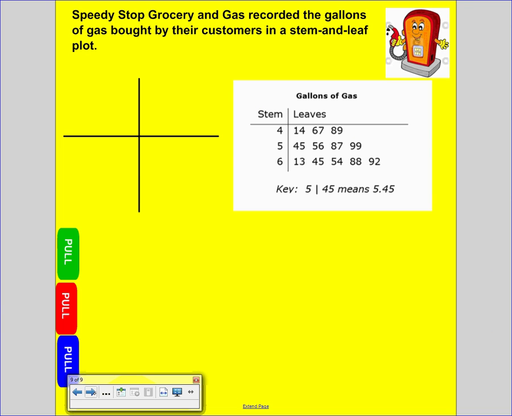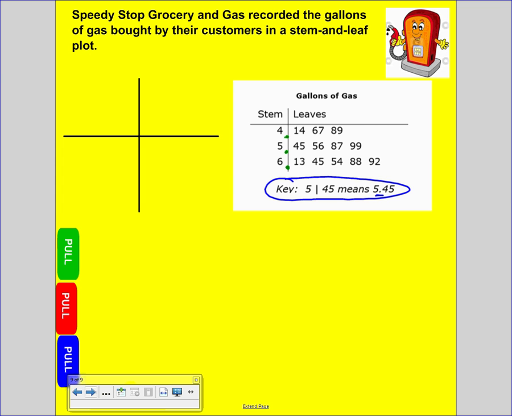All right. One more problem here. So Speedy Stop Grocery and Gas recorded the gallons of gas bought by their customers in a stem and leaf plot. So here they went ahead and they gave us a stem and leaf. Awesome. Pay attention to our key. So 5 and 45, now this line is like a decimal. I'm going to go ahead and write that decimal in, because that will make it a little bit easier to remind myself.